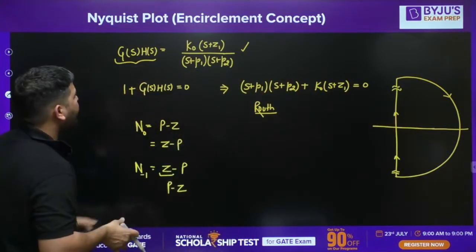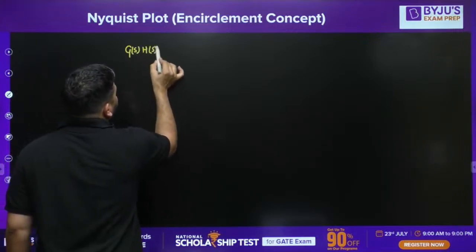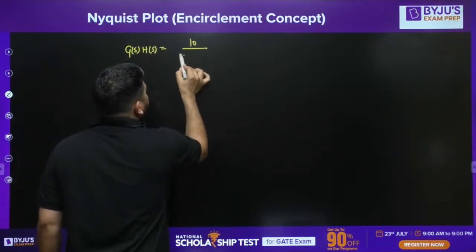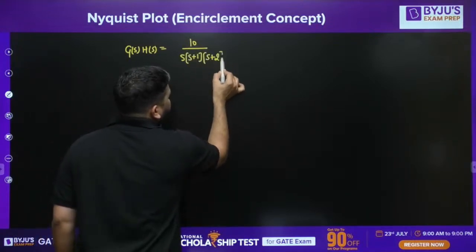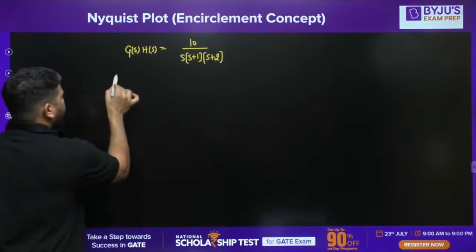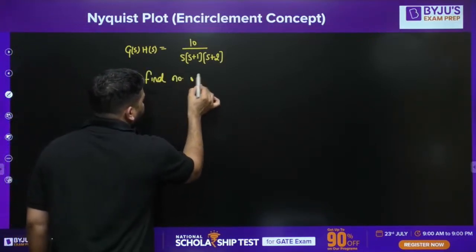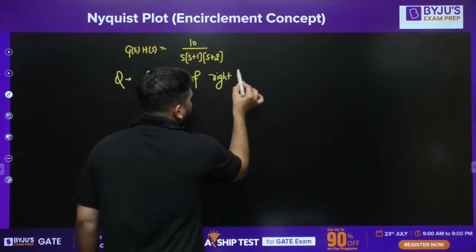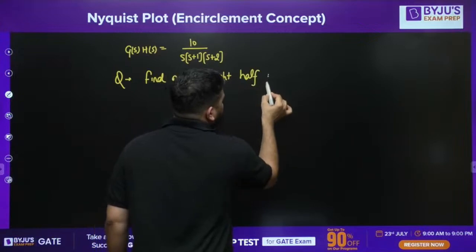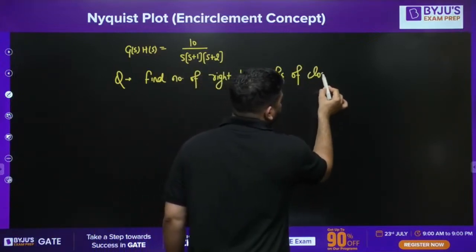Let's take an example. Let's say G(s)H(s) is given as 10 divided by s into (s plus 1)(s plus 2). And the question is, find the number of right half poles of the closed loop system.